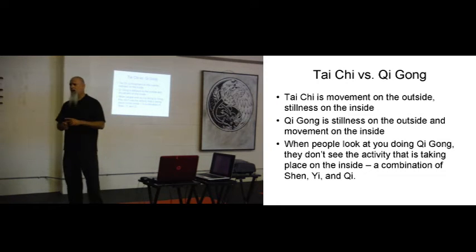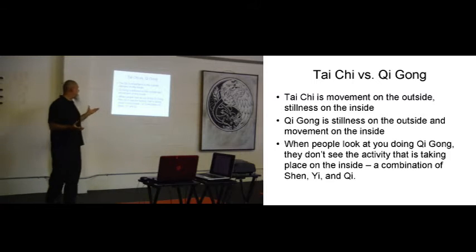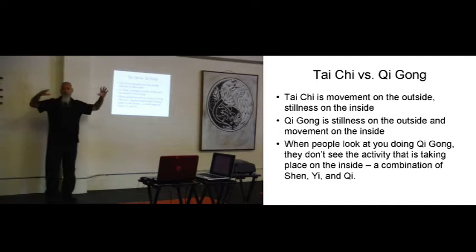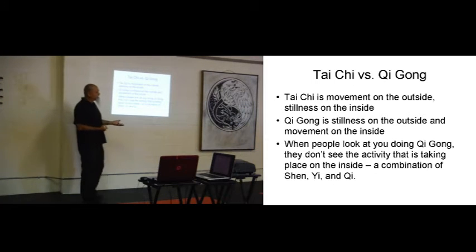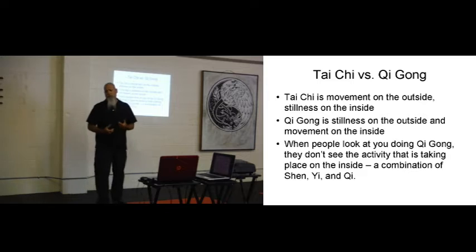What's the difference between Tai Chi and Qi Gong? Well, maybe it's just semantics. I don't know. Maybe there is none. But we do say that Tai Chi has movement on the outside and stillness on the inside. And Qi Gong, we say, is still on the outside and moving on the inside.